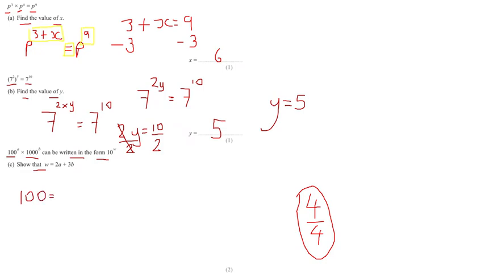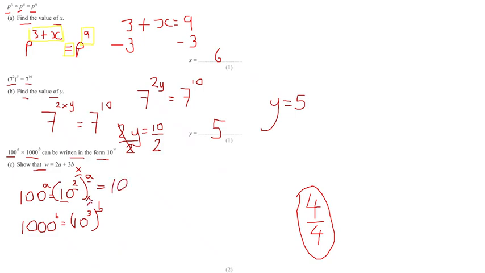So 100 we should know is 10 times 10, which is going to be written as 10 squared as a power. So 100 to the power of a can be written as 10 squared to the power of a, and 1000 to the power of b will be 10 times 10 times 10, which is 10 cubed, to the power of b. Now remember from part B, when I've got a base raised to a power in brackets raised to another power, I'm going to multiply these powers. Same goes for this one.